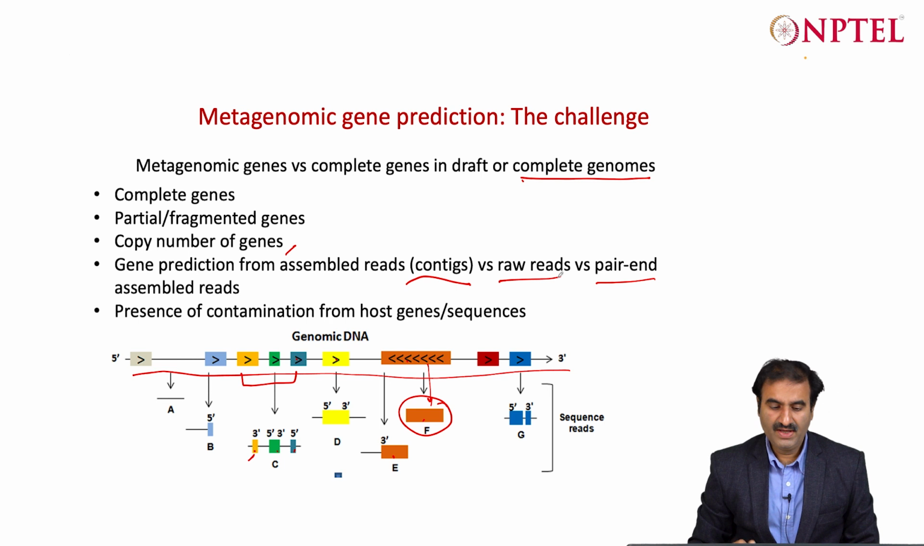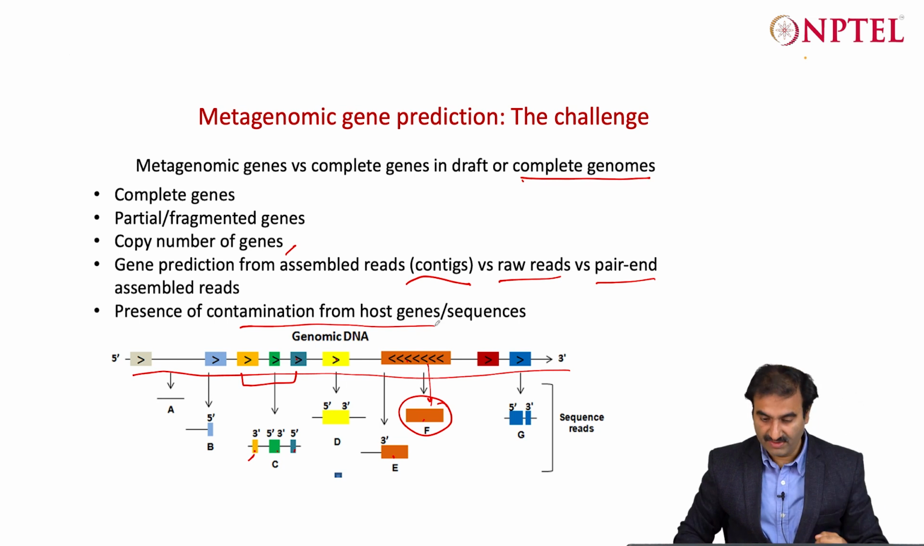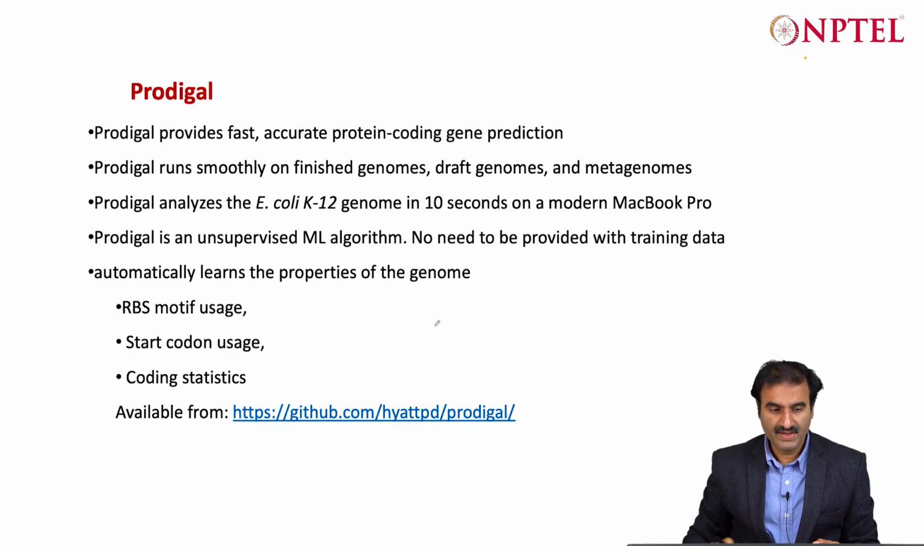And contamination from the host is another issue. You think the genes are coming from your microbial community, but they may be coming from the host or other micro-eukaryotes that might be contaminating it.